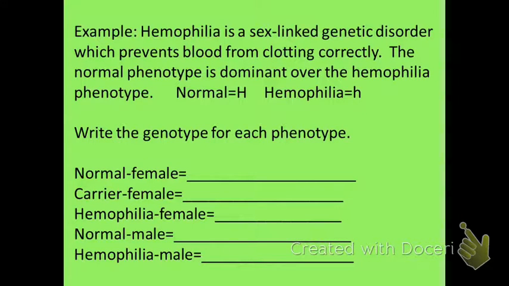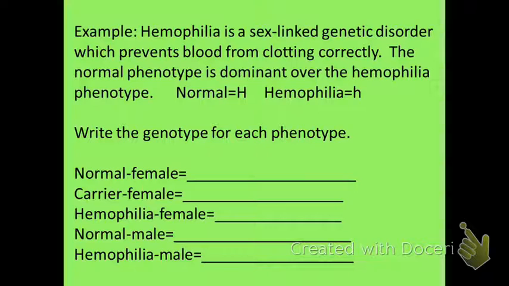So for example, hemophilia is a sex-linked genetic disorder which prevents blood from clotting correctly. Okay, so if you have hemophilia and you get cut, you can bleed uncontrollably, so it can be fatal if it's not treated. So the normal phenotype is dominant over the hemophilia phenotype. So that means having hemophilia is a recessive trait.